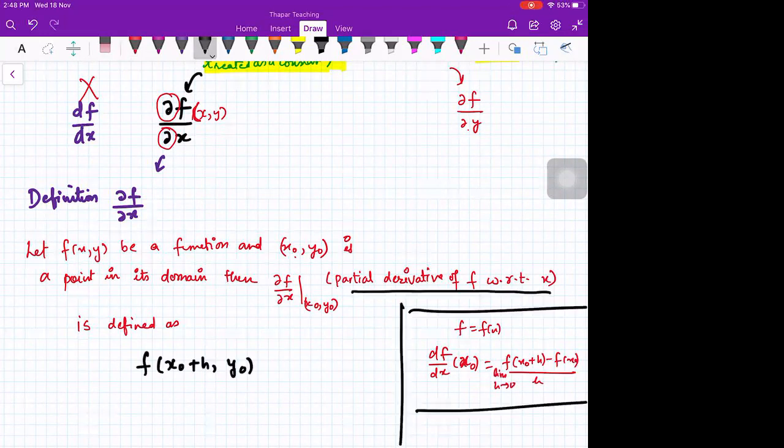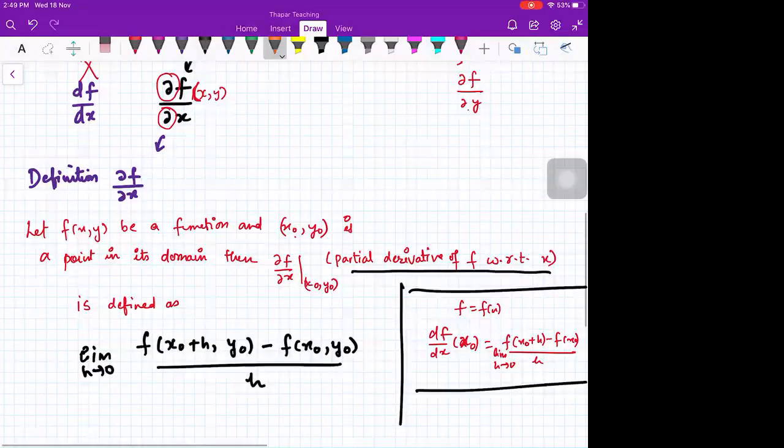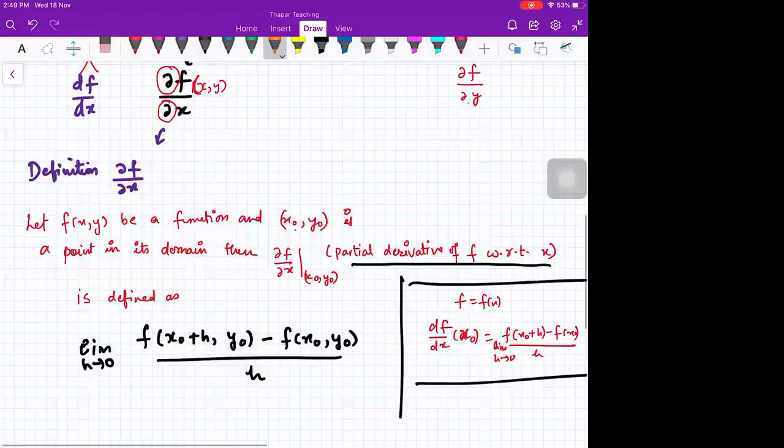So you will keep y naught as such, minus f of x naught comma y naught upon h, limit h going to 0, if this limit exists. If the limit does not exist, then you will say that the partial derivative is not defined at that point. Is that thing clear, beta?